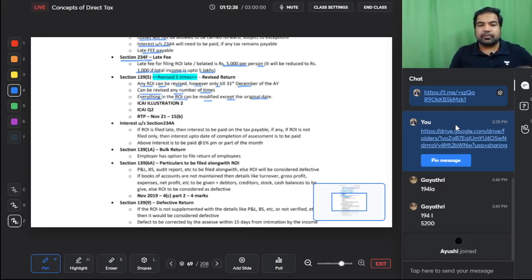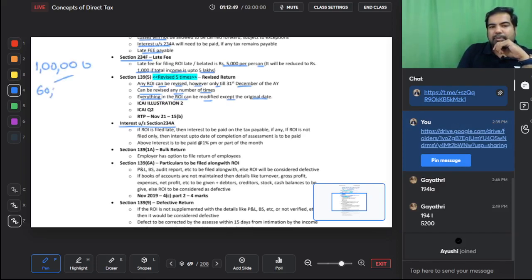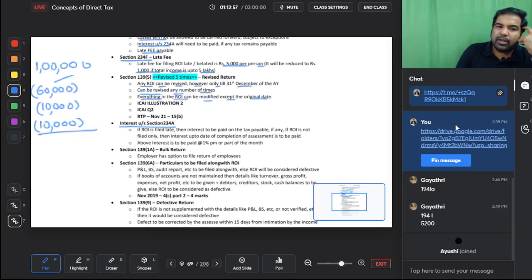Alright, guys, next is 234A, impact your life. So they're talking about the interest. See guys, let's say I need to pay 1 lakh rupees total tax liability. Out of that, 60,000 has been paid through TDS. Let's say 10,000 has been paid as TCS. And let's say 10,000 was paid as advance tax. So 60, 70, 80. So 20,000 is remaining to be paid. This has to be paid along with interest if I don't file my return on time.